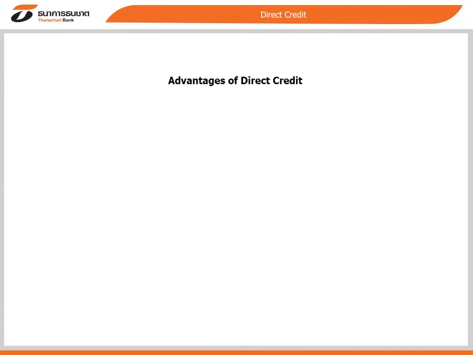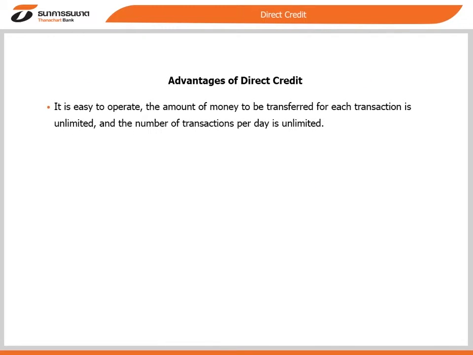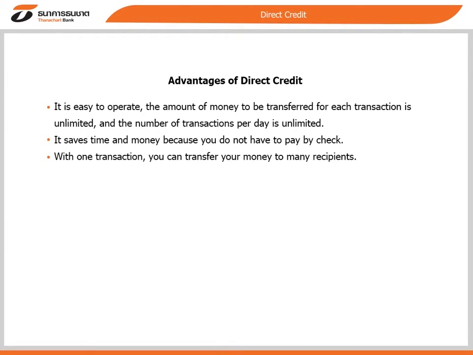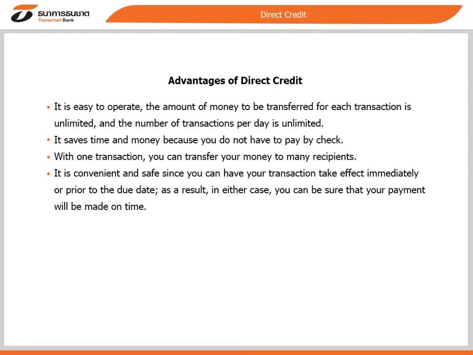Advantages of direct credit. It is easy to operate, the amount of money to be transferred for each transaction is unlimited, and the number of transactions per day is unlimited. It saves time and money because you do not have to pay by check. With one transaction, you can transfer your money to many recipients. It is convenient and safe since you can have your transaction take effect immediately or prior to the due date. As a result, in either case, you can be sure that your payment will be made on time.